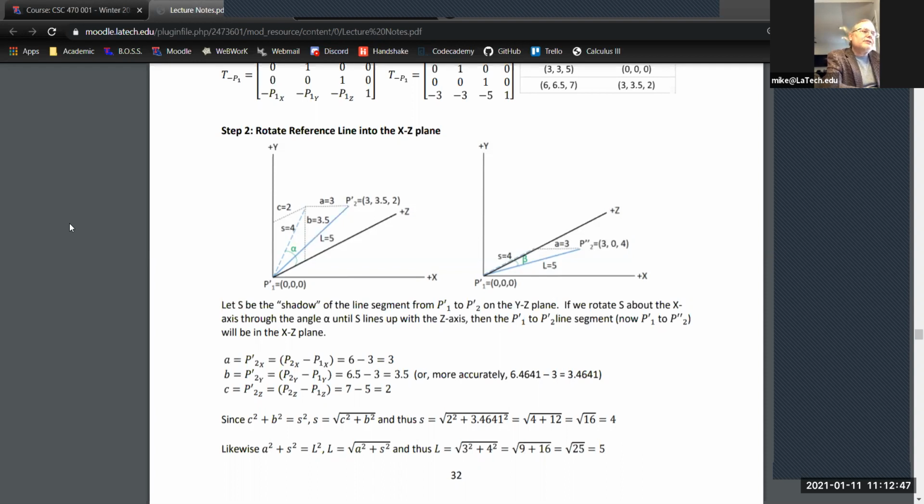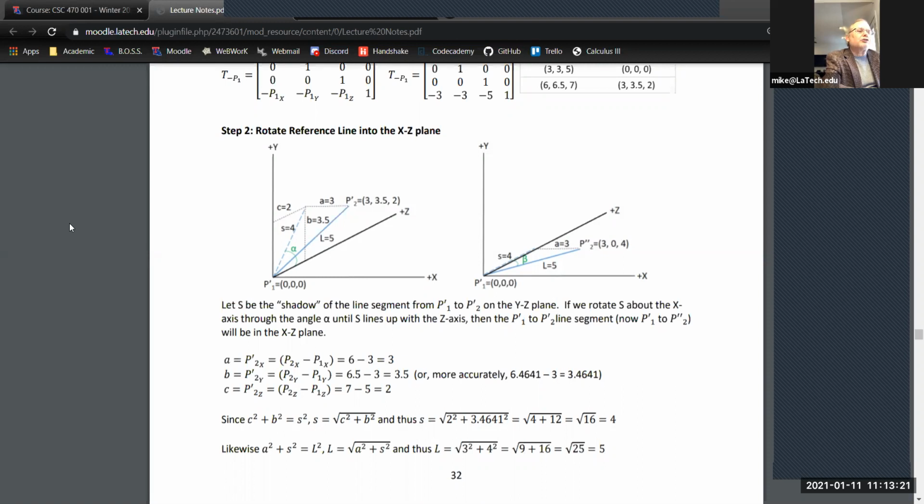Okay. Now, if you look, you can see that we actually have a couple of triangles. We've got a triangle that involves our line segment from P1 prime to P2 prime. In that triangle, that's the hypotenuse, and you see that we've got the other components of that: the X, the A part, and then we've got this thing called S. What is S? S is the shadow of our line segment onto the YZ plane.